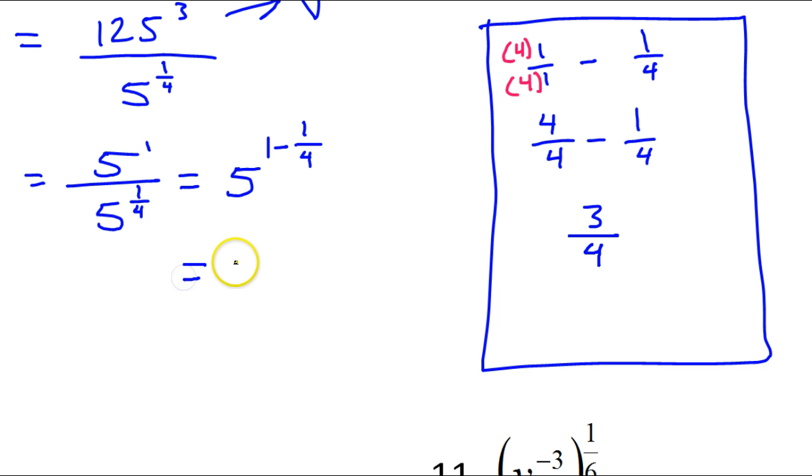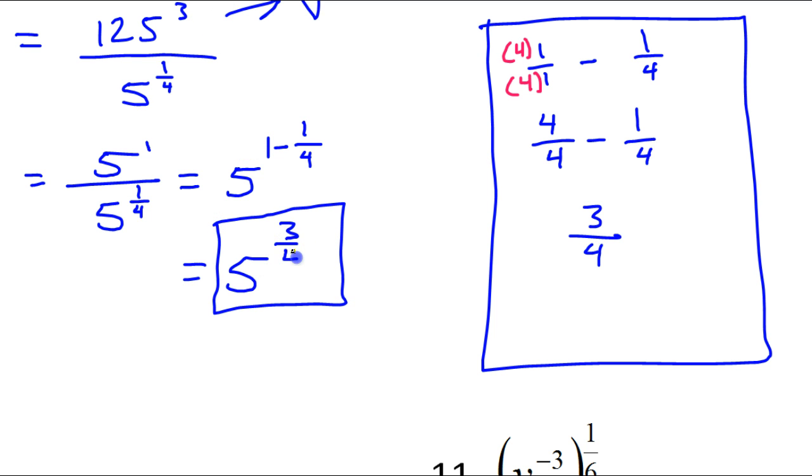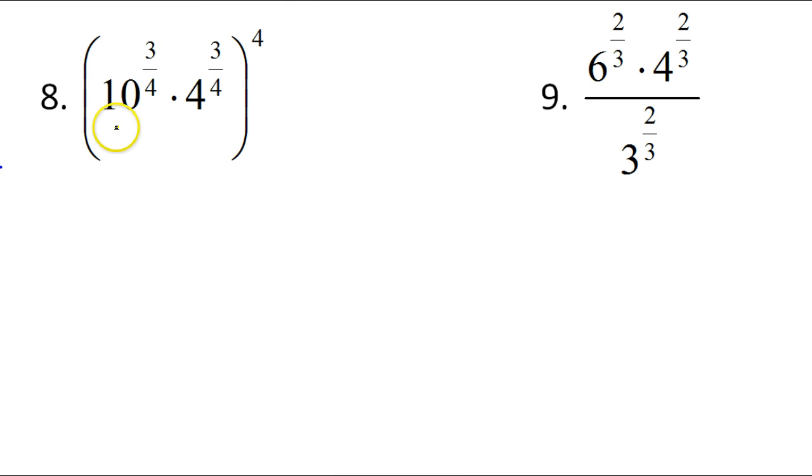Okay, fine and dandy. So this will give me 5 to the 3/4 power. And this is the final answer. I don't really like that 4 very much. Okay, let's move on. Okay, it is time for problem number 8.